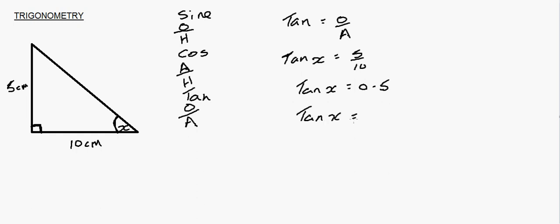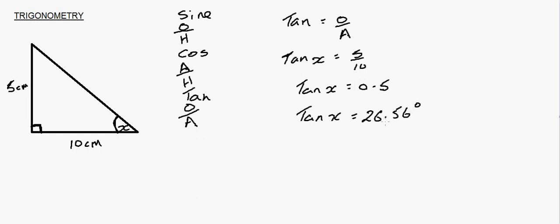Okay, so now tan X equals, so what I need to do now is I go to my calculator and I've got 0.5. Okay, so tan X equals 0.5. So I press shift, tan, 0.5, and that equals 26.56 degrees. So I get 26.56 degrees.